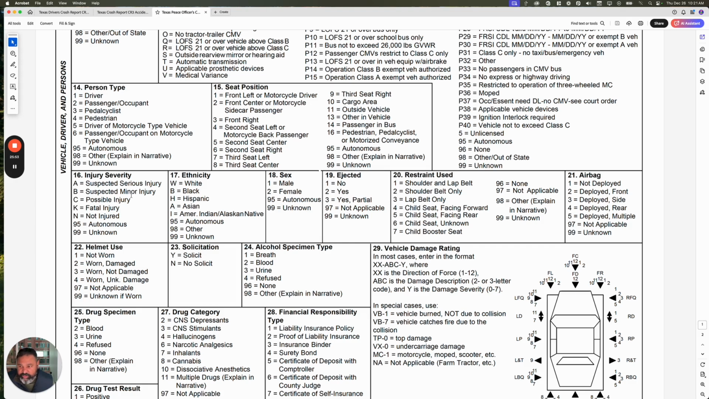The officer is going to note, is there a suspected serious injury or minor injury? Is there a possible injury? Was there a fatality? And sometimes you'll run into the officer just doesn't know. Perhaps the other vehicle took off and they don't know if there was an injury or not. Again, these codes have changed over time. Make sure you're looking at the right code sheet so you know what the severity level is referring to.